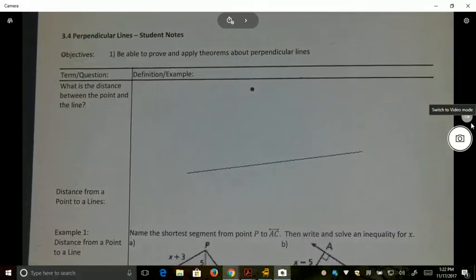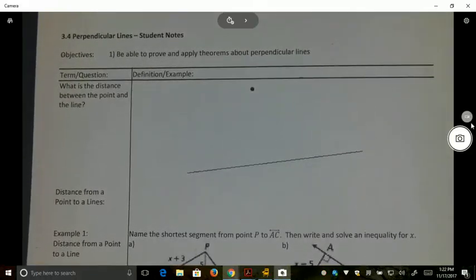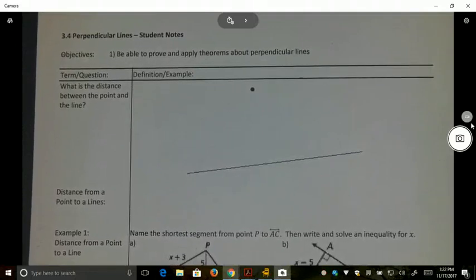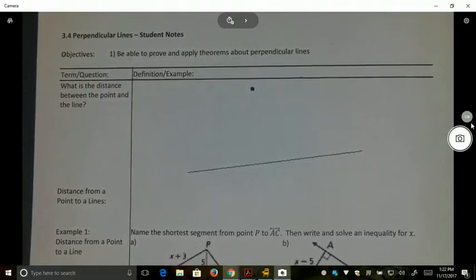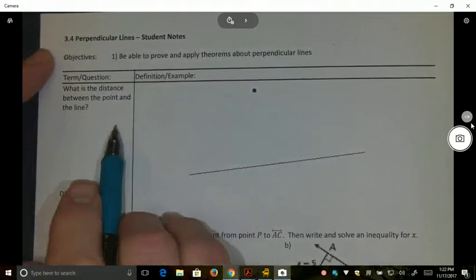Welcome to lesson 3.4, perpendicular lines. Hopefully in class, before you're doing this lesson, we looked at some examples of what happens when the transversal is perpendicular to at least one of the parallel lines, or possibly both. But if not, that's okay.